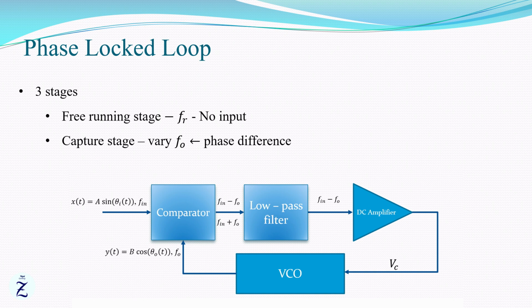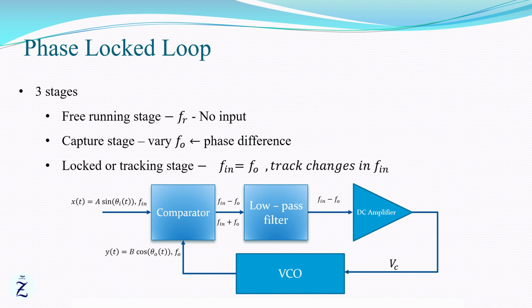Then the difference in frequency becomes smaller and smaller, and the phase detector output will have a larger DC component. This process continues until the VCO locks on to the input signal, and the difference in frequency becomes zero with a constant phase difference. And the last stage is the locked or tracking stage, in which the PLL tracks the frequency changes of the input signal. Whenever a change occurs, the system again moves into the capture stage.